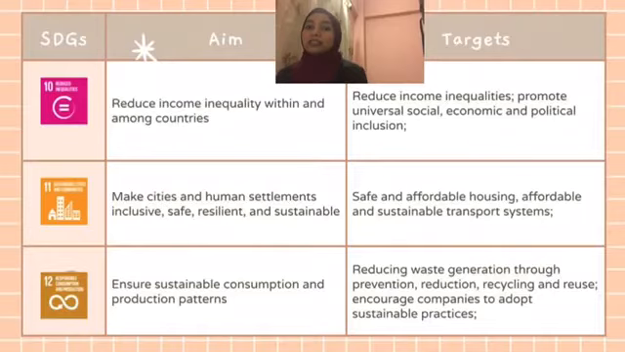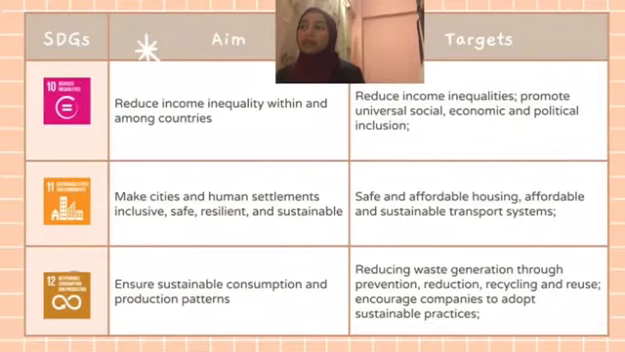So let's go to the 11th goal, which is sustainable cities and communities. The aim for this goal is to make cities and human settlements inclusive, safe, resilient, and sustainable. So how are they going to achieve that? So the target here is to have safe and affordable housing and also affordable and sustainable transport systems.